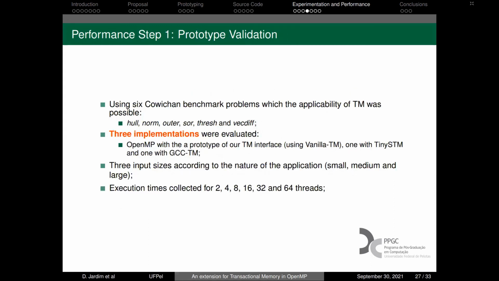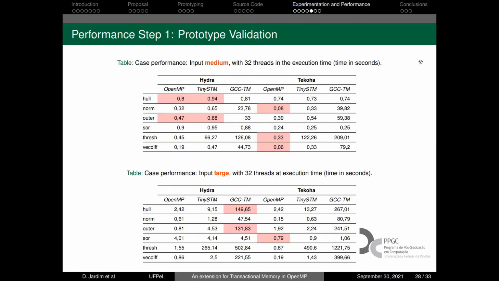Step one is the prototype validation using these 6 Cohesion problems, which were the only ones with TM applicability. 3 implementations were evaluated. One with a prototype of our interface using vanilla TM, one with TinySTM, and one with GCC TM. 3 input sizes according to the nature of the application, which are small, medium, or large, and execution times collected for 2, 4, 8, 16, 32, and 64 threads. Here we can see the highlighted results are the ones that did not adhere to a normal curve, and the overall analysis shows that the original OpenMP naturally produces better performance by using lower level resources.